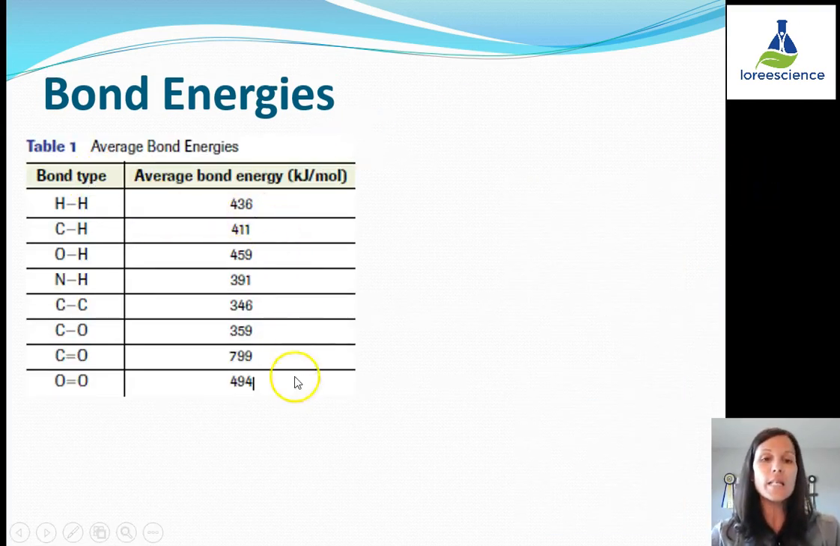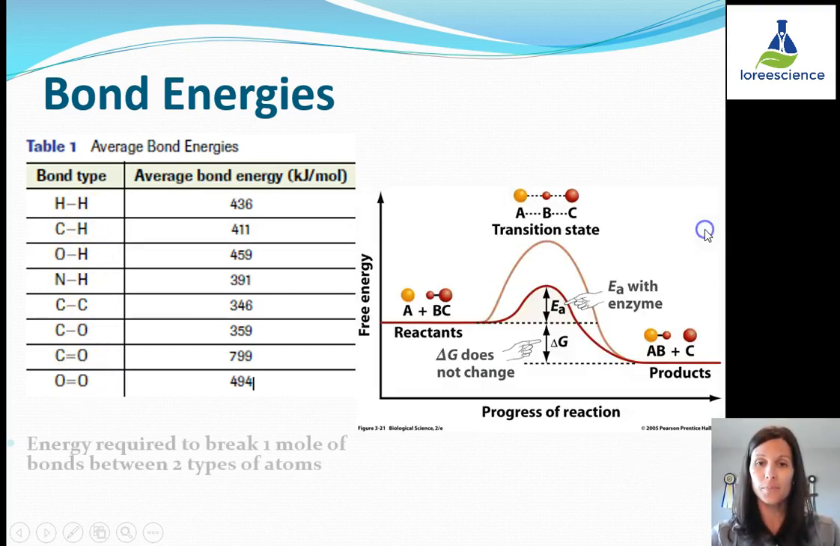So we can see bond energies of different types of covalent bonds here between hydrogens and carbons and oxygens, noticing that the single bonds have less bond energy, meaning less stability, than the double bonds.